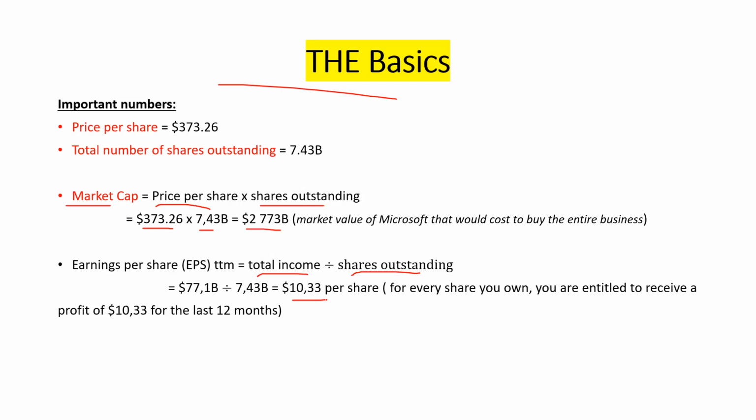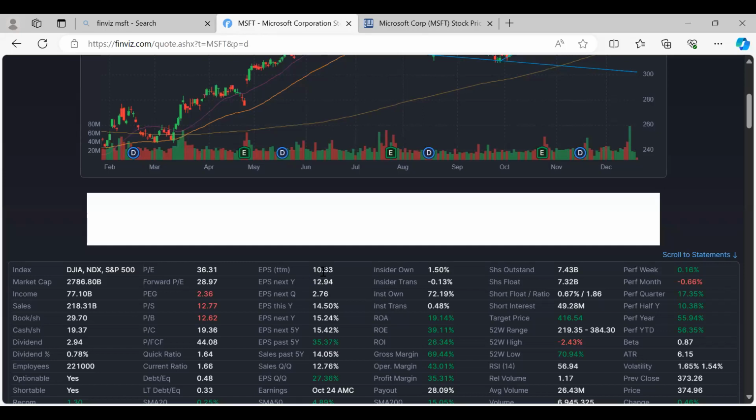I hope so. But this figure of earnings per share, you don't have to calculate it either. It's already given to us. So we navigate back to the FinViz website. You can see that the EPS or the earnings per share TTM is $10.33 per share. All right. So what does TTM stand for and what does it mean? TTM means trailing 12 months, which means the figure displayed is based on the last 12 months of profits.